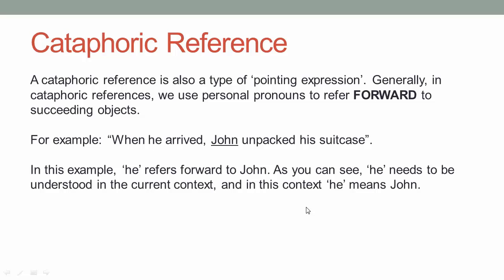On the contrary, let's look at now cataphoric reference. So a cataphoric reference is also a type of pointing expression. Generally, in cataphoric references, we use personal pronouns to refer forward to succeeding objects. For example, when he arrived, John unpacked his suitcase. In this example, he refers to John. As you can see, he needs to be understood in the current context, and in this context, he also means John.